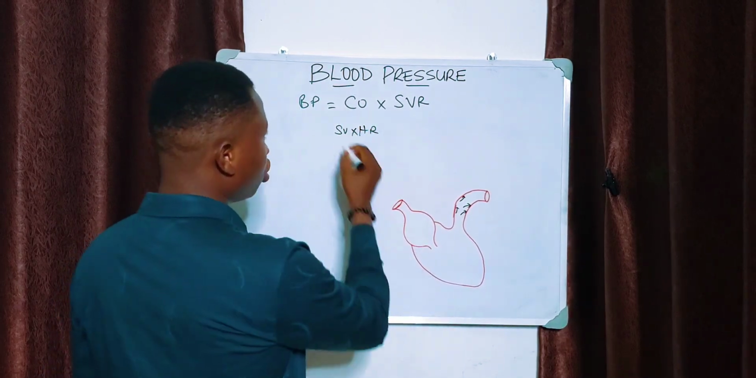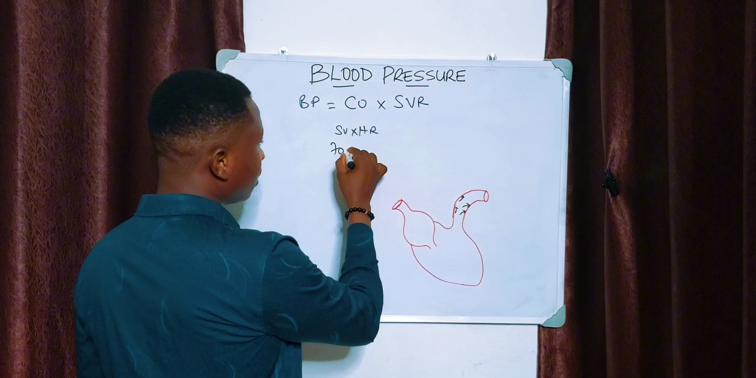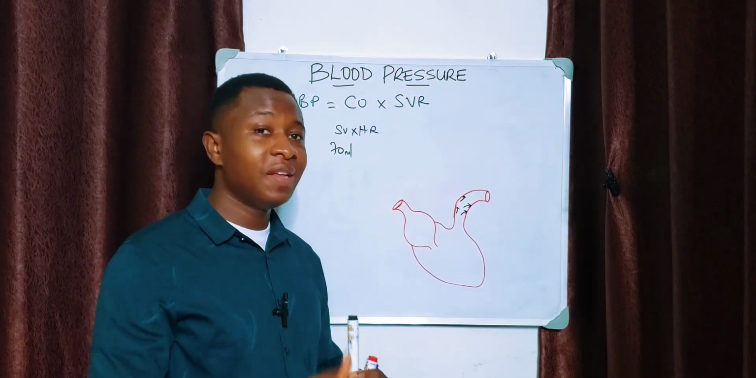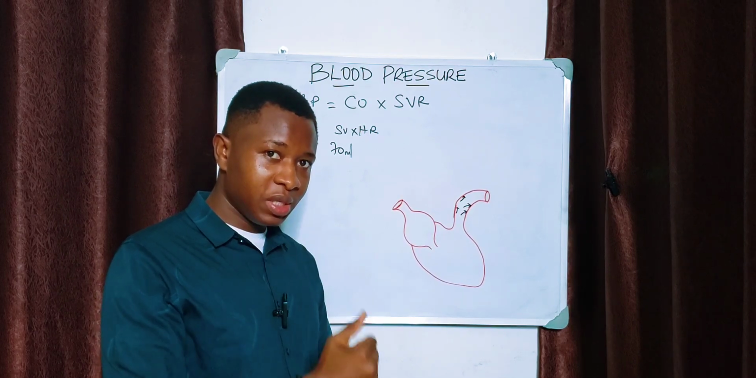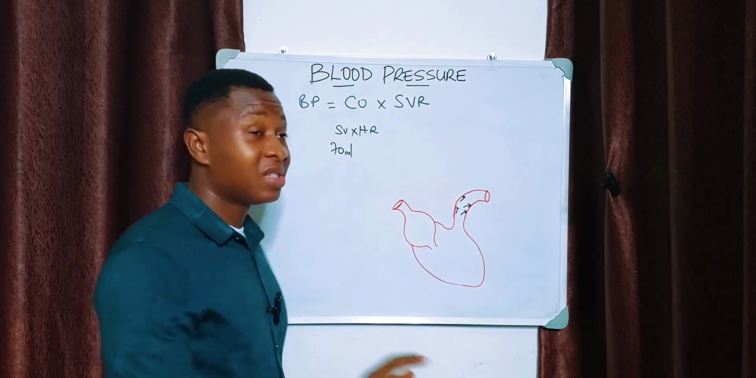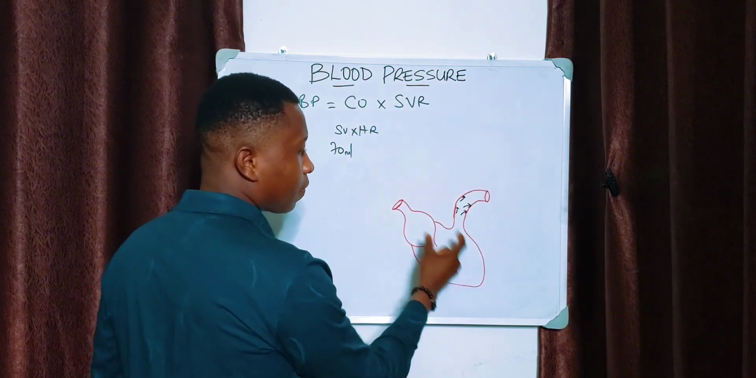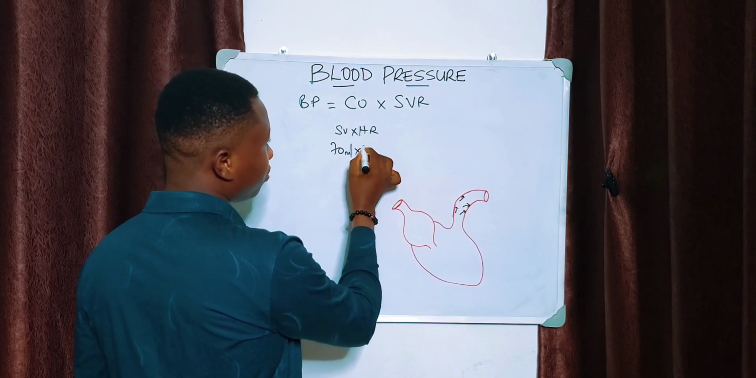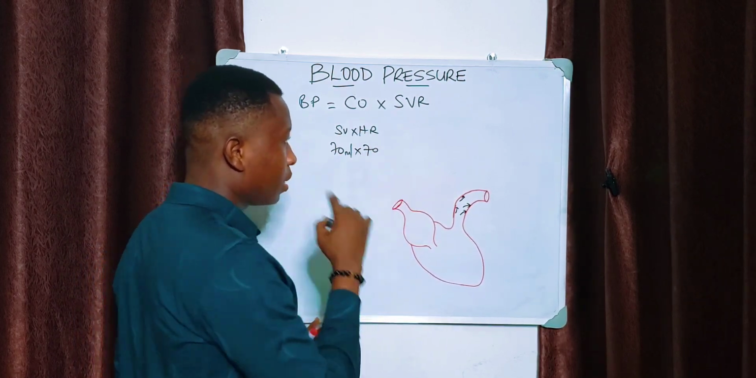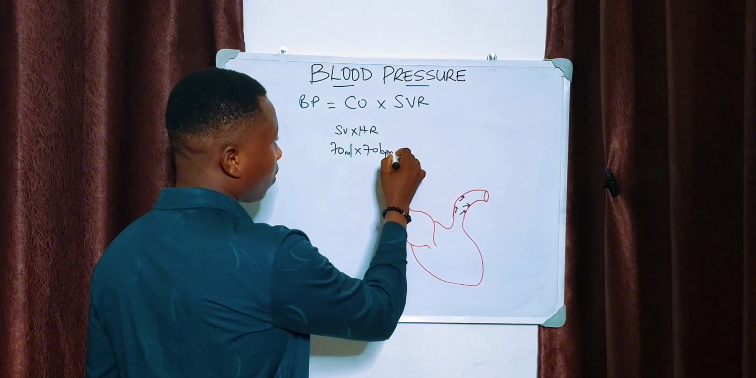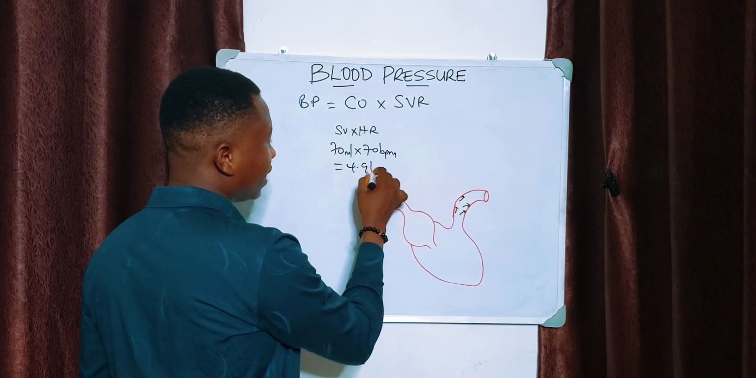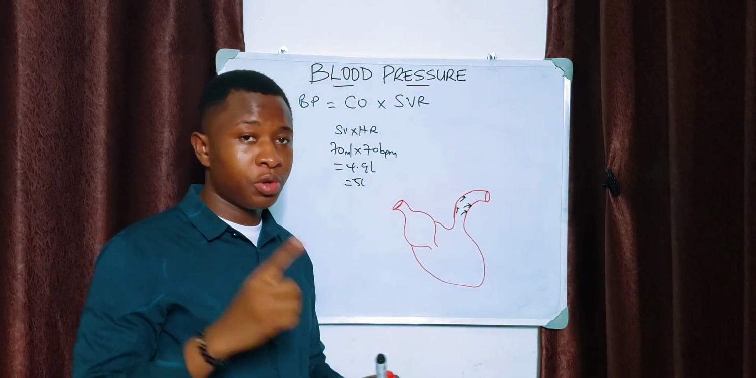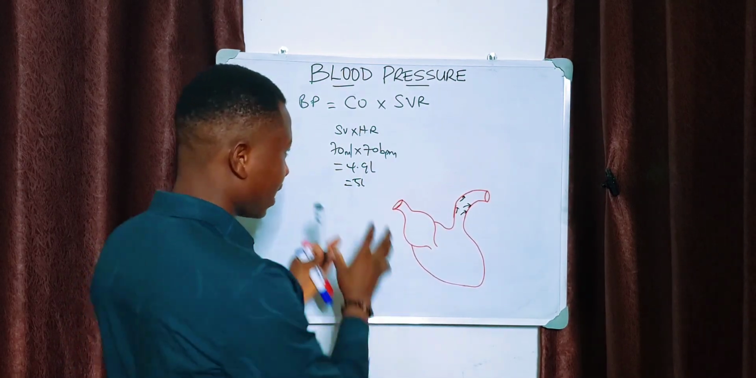And we know that the stroke volume is about 70 mils. The stroke volume is the amount of blood that leaves the heart at a beat. So each beat ejects about 70 mils of blood out from the ventricle. When you multiply that value by the heart rate, which is approximately 70 beats per minute, you will get about 4.9 liters, which is approximately 5 liters of blood going through the heart every minute. So that's cardiac output.